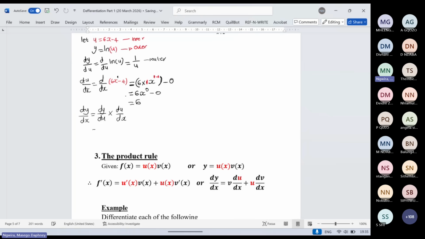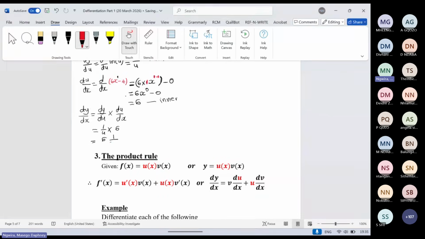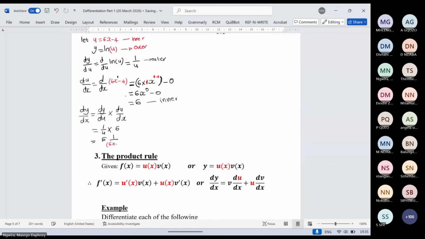So this will be the derivative of my outer, because this is the inner. Derivative of outer, 1 over u, times 6. There's no order here. So this will be 6. And then 1 over your u, which is 6x minus 4. Or your answer can be written as 6 times 1, it's 6, so it's 6 over 6x minus 4.